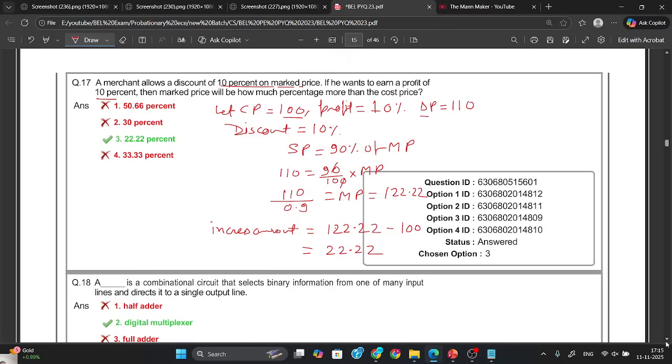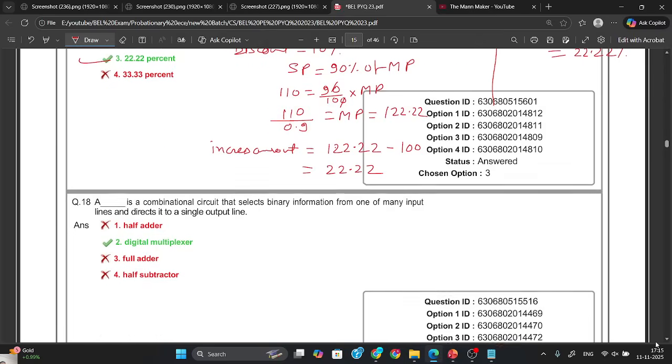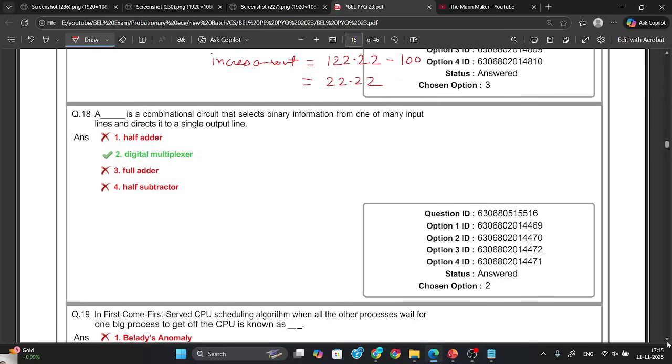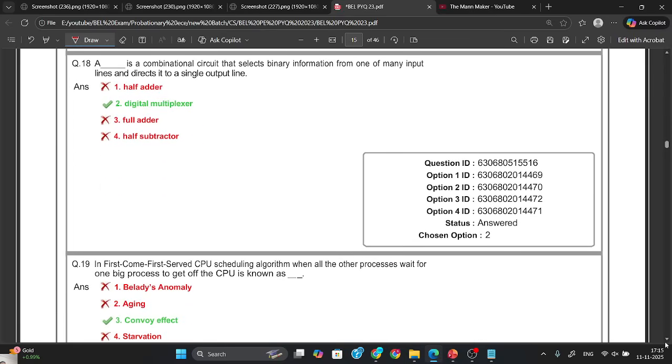Now they have asked for the percentage. We take the percentage of this 22.22. The cost price is 100 and this is the percentage for 100, so it will be 22%, which means option C is the right answer. Okay, it's a part of general aptitude, so no need to go through this one in detail. It is important that you cover it in the general aptitude section, which I covered in the classes.